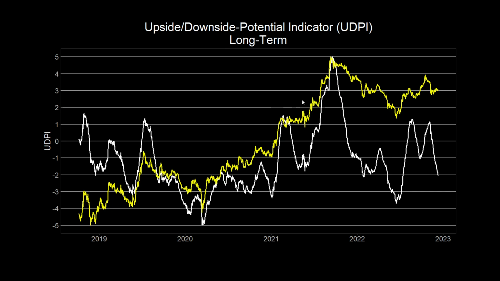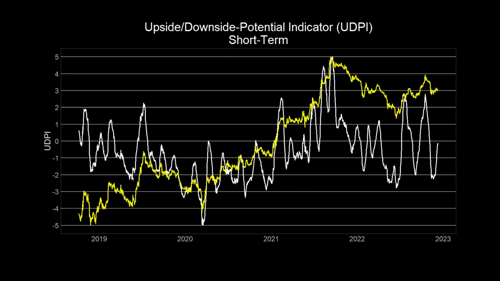This is reactive to moves that play out over months to multiple months. So it's more macro in its focus in what it's reacting to. The short-term UDPI is a lot more volatile, right? It tracks shorter-term movements a lot more closely to give you a short-term outlook, over the next days to weeks, of what the risk profile looks like for Quant.